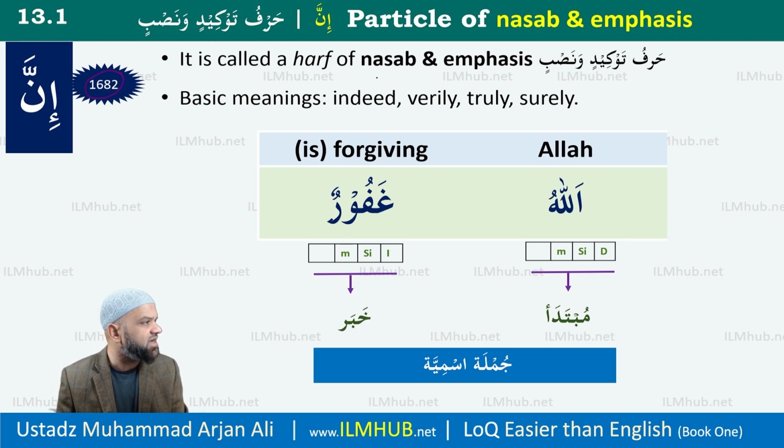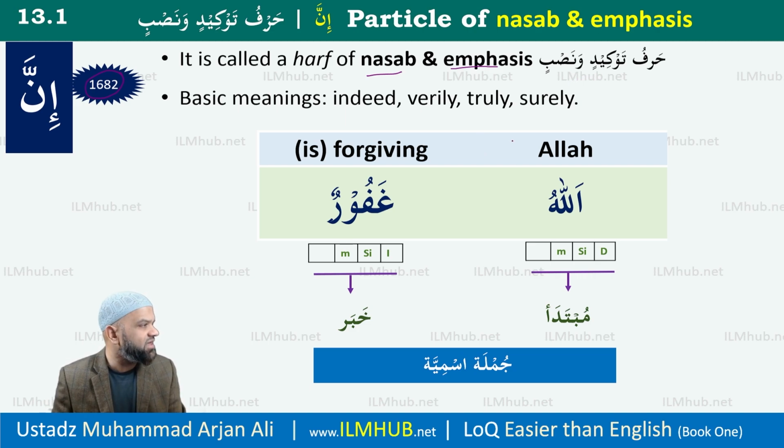Now, inna is a harf of nasab. Remember the harf of jar that we did in lesson number 8 and 9? They changed the ism to jar, majroor. But these sets, what they do, they change it to mansub, nasab. So it's called the harf of nasab and also emphasis. The Arabic name for it is harfu Tawkeed wa Nasb. So again, it does two things, gives emphasis and makes it into Nasab.